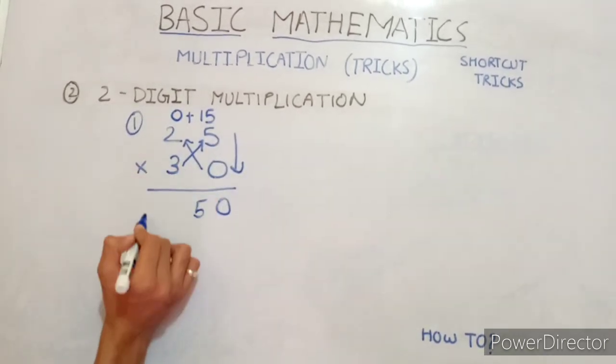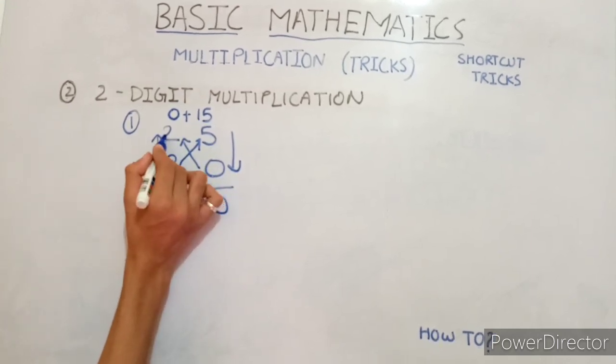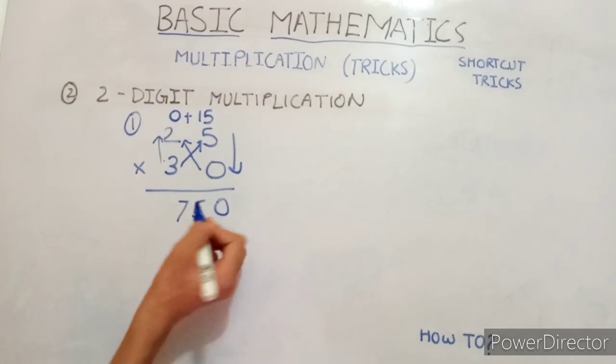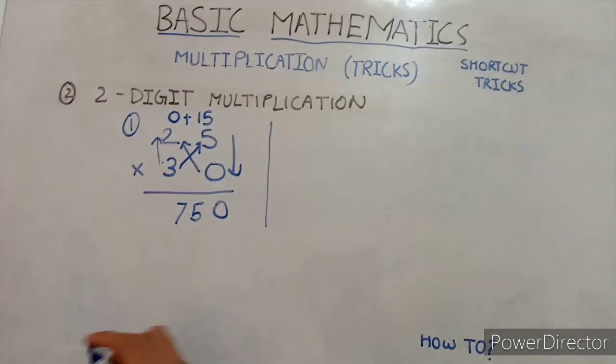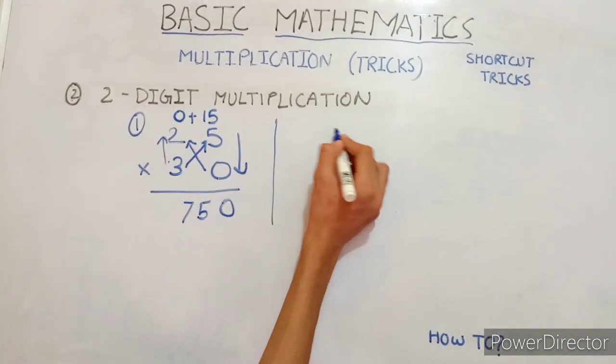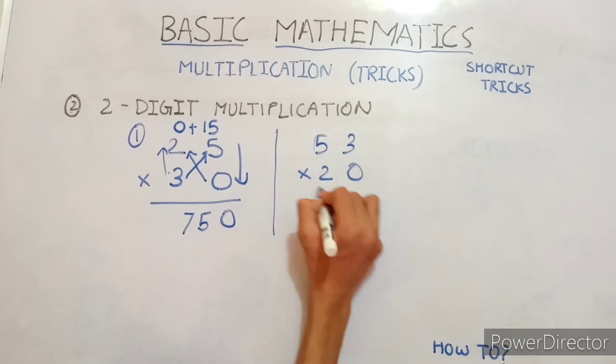Now multiply these two numbers. 3 2s are 6, and plus 1 is 7. You got the answer. Let's take one more example. Let us take 53 into 20. Let us multiply these numbers.